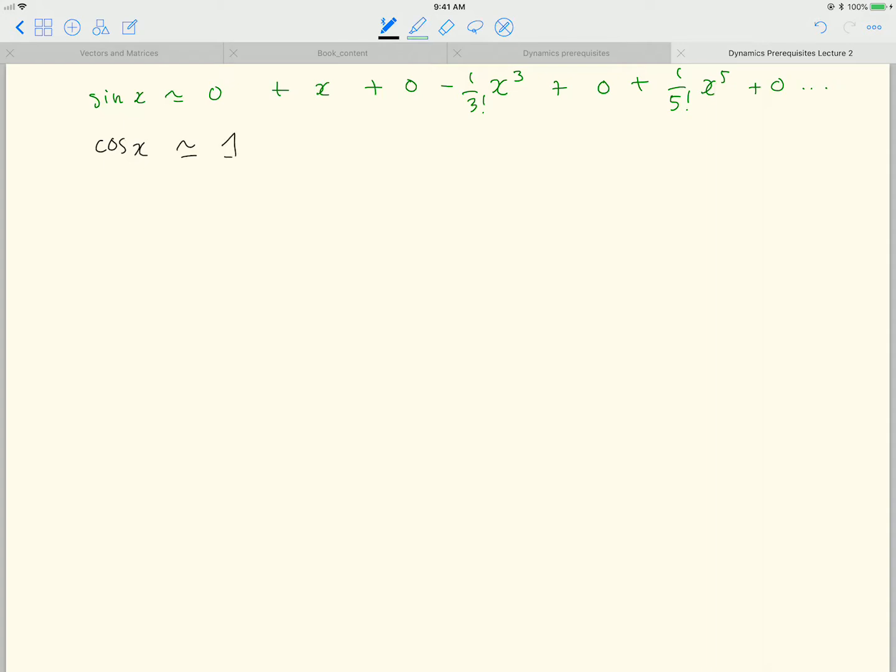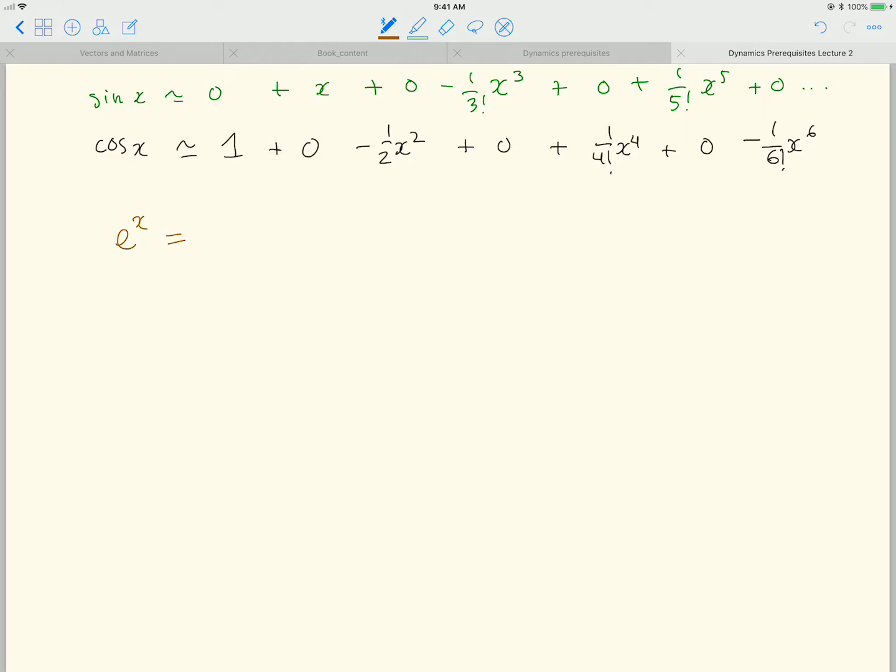Cosine of x is 1 plus 0 minus a half x squared plus 0 plus 1 over 4 factorial x to the 4th plus 0 minus 1 over 6 factorial x to the 6th. All of these are factorials. And now let's do e to the x.